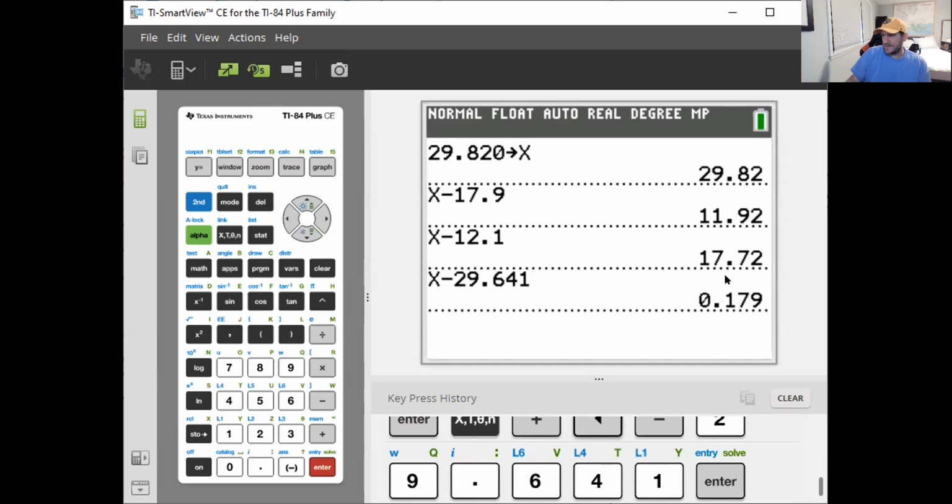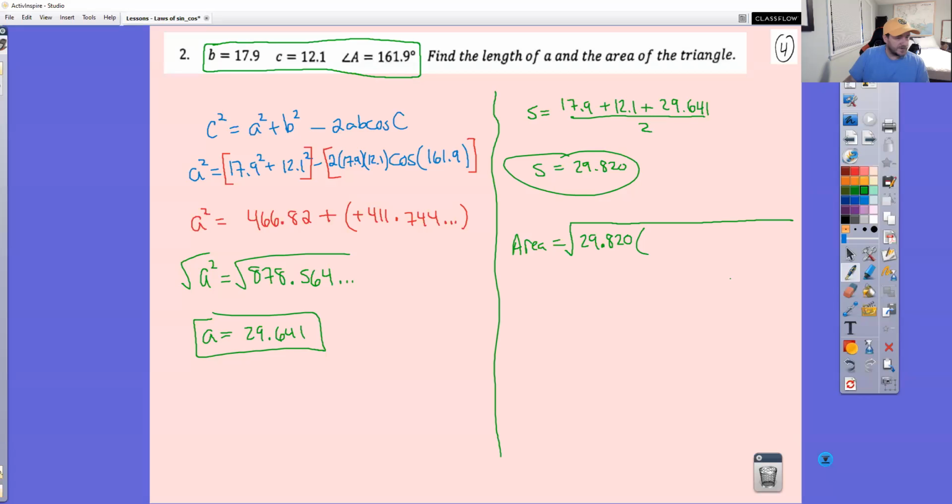But there's the other three numbers that we're going to want under the radical in Heron's formula. And I calculated them quickly by just being able to press x instead. So that's another good little trick. Back to the work we go. I can now grab these numbers and enter them. So we had 11.92, which is technically 920. We had 17.72, and then we had 0.179.